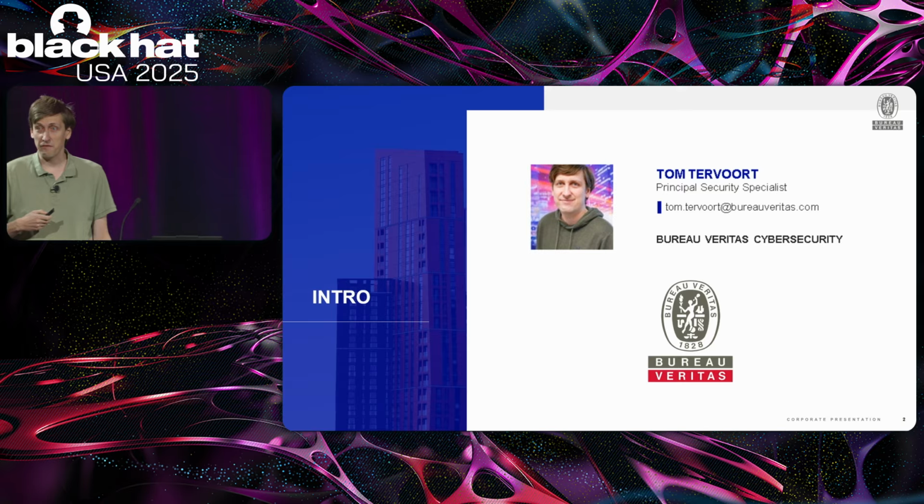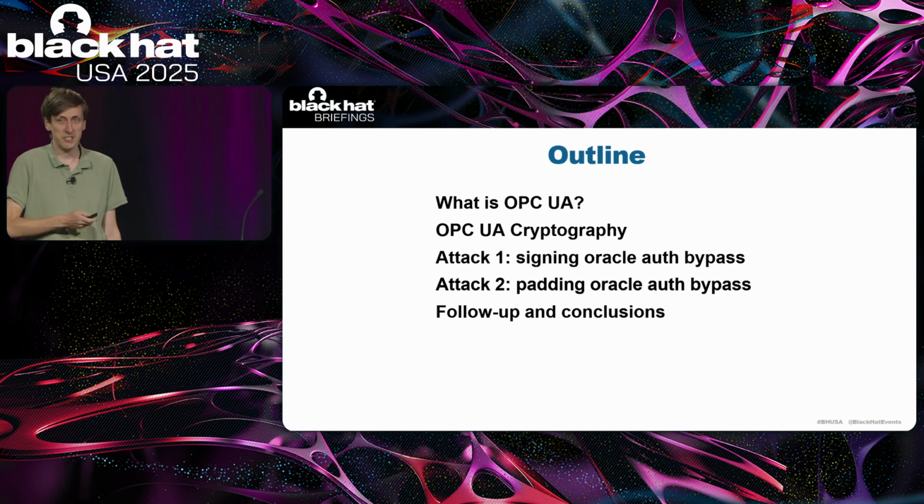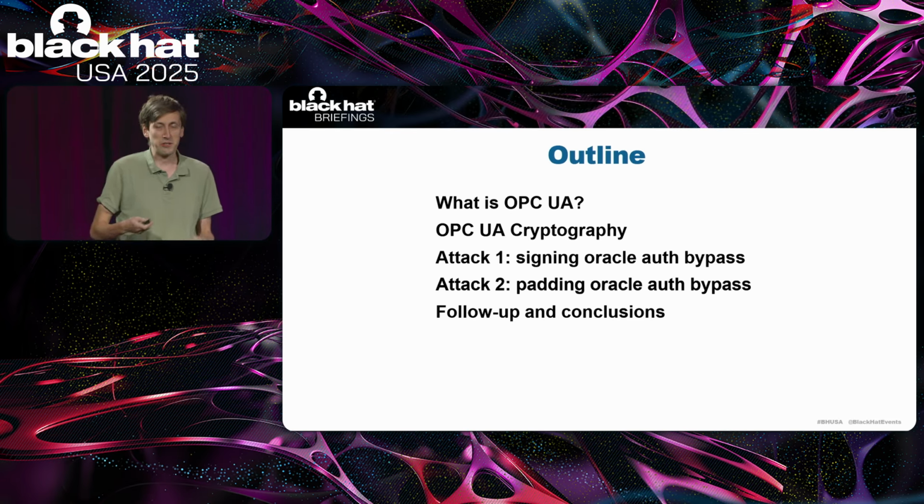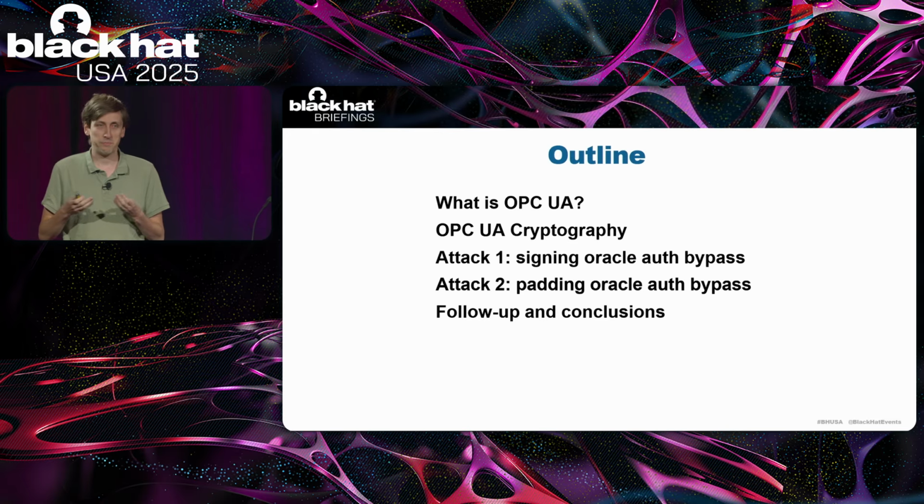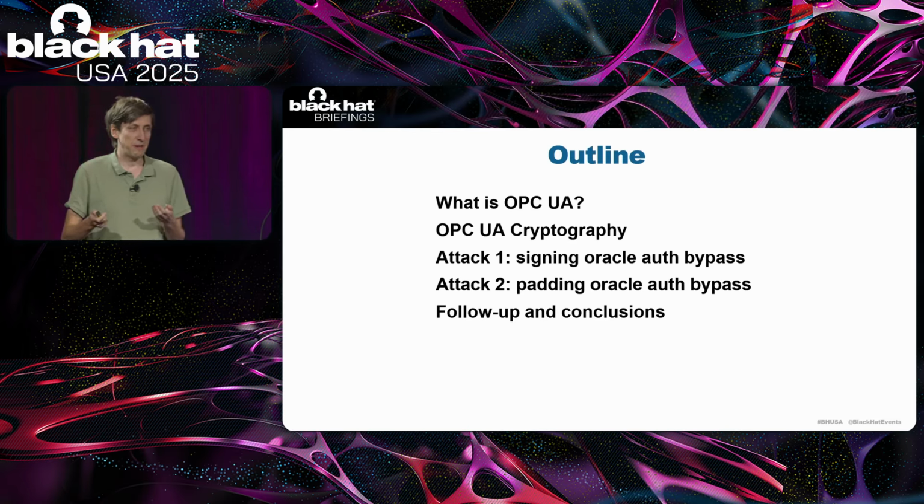I work for Bureau Veritas Cybersecurity as a pen tester and security specialist. And I'm going to talk about OPC UA. First, I'll give a brief outline about what this protocol actually is. Talk about the cryptography being used within the protocol and two vulnerabilities that I found and how these can be exploited, followed by some conclusions.